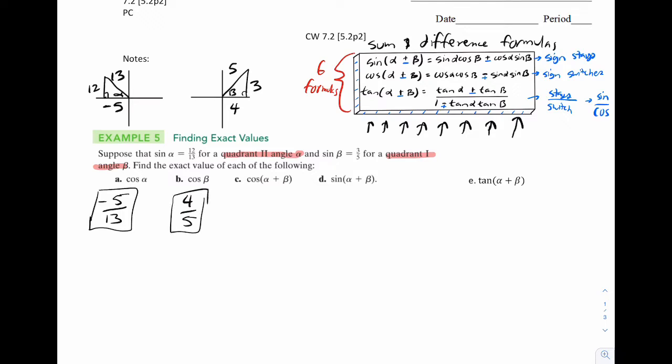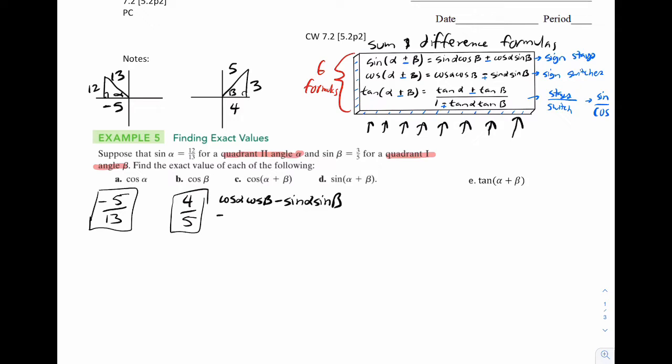Now for part C, it says cosine of alpha plus beta. Remember here we have to use our formulas. Hopefully you've memorized at this point. Cosine alpha, cosine beta, minus sine alpha, sine beta. Now look at your triangle. Be very careful as you're plugging it in.